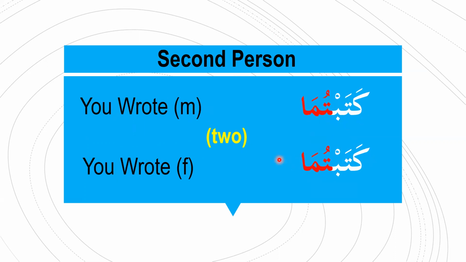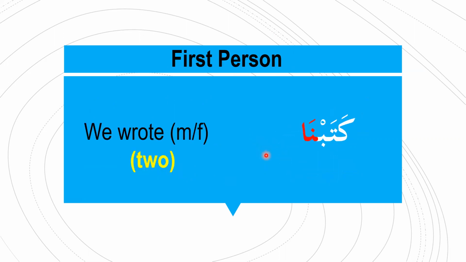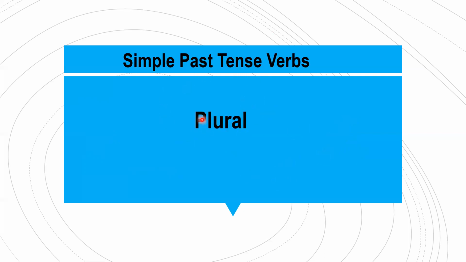For the second person, you wrote masculine, it'll be katabtuma. And for the female, it'll be the same, katabtuma. So tuma will be the one that will be added on when it's two people you're talking about. And when we write, we wrote, as a first person, we'll say katabna, with a noon, fatha and alif. We wrote katabna.